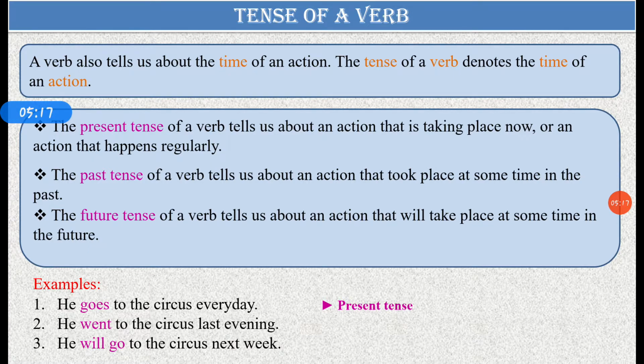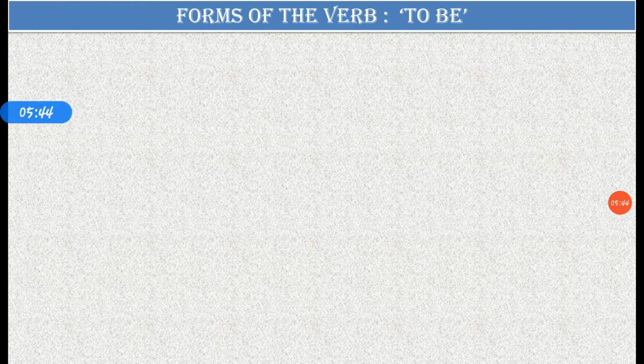He went to the circus last evening. Went is the past tense of the verb go, so it indicates past tense. And he will go to the circus next week means he will go in the future. That's why it indicates future tense.